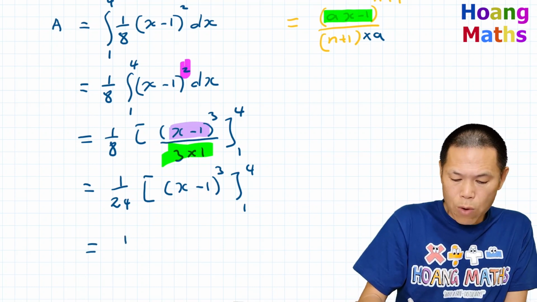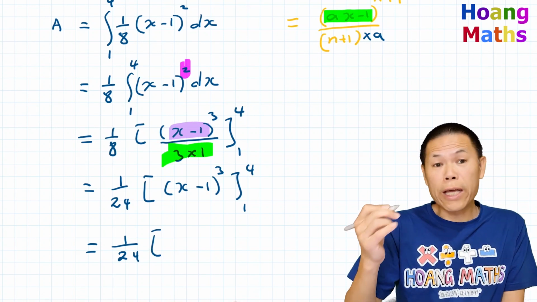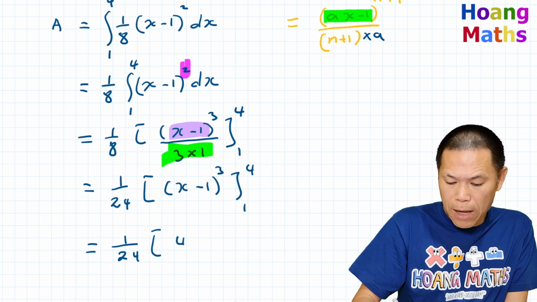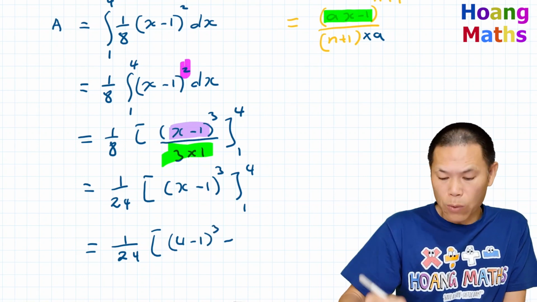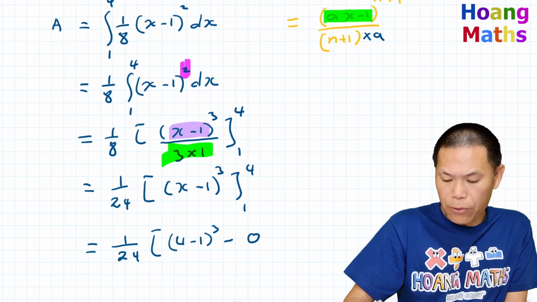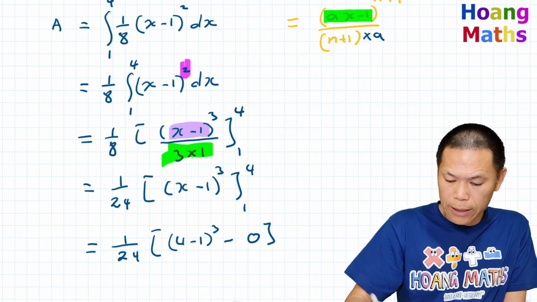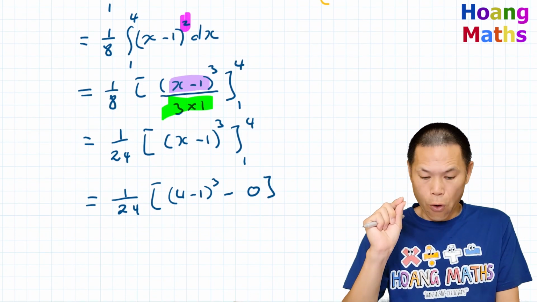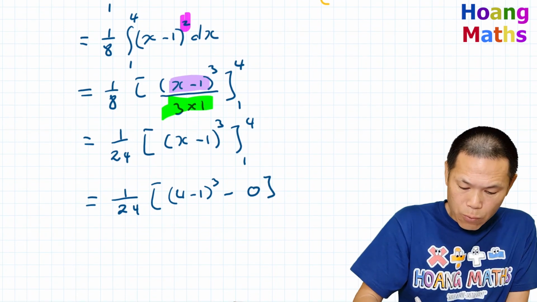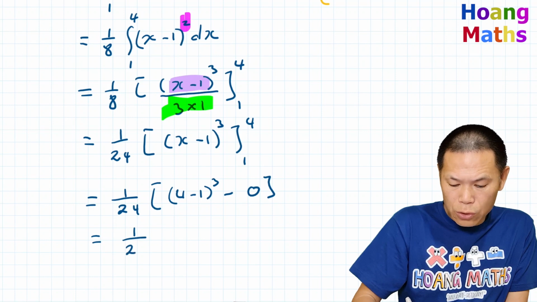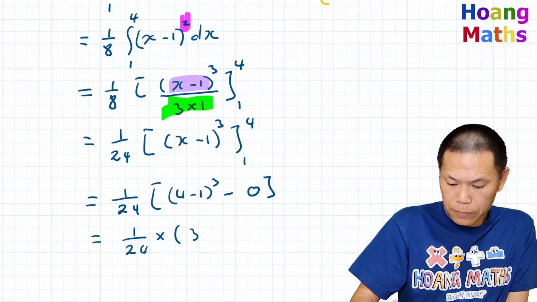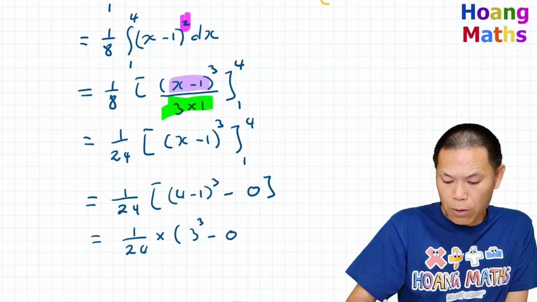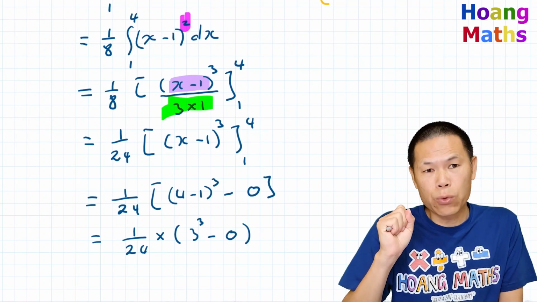So that is equal to 1 over 24 bracket, x replaced with 4, so that becomes (4 minus 1) power 3. We minus, and 1 minus 1 is 0, and power 3 is still 0. So just write like this. So there you go. 4 minus 1 is 3. So that would give me 1 over 24 times 3 power 3 minus 0. And we know that 3 power 3 is 27.